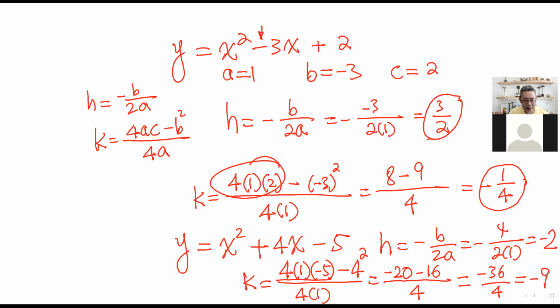Good? Yep, I see what I did wrong. When I put in my numbers for 4AC, I put 4AB, and then for B, I made it C. So I flip-flopped those two. Okay, all right. Yeah, just need more practice on that. Okay.